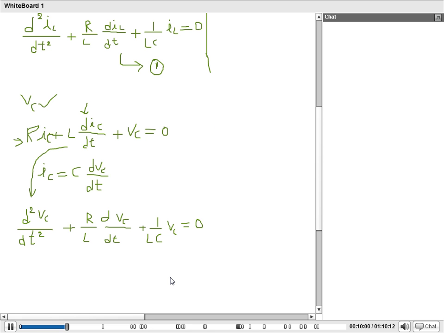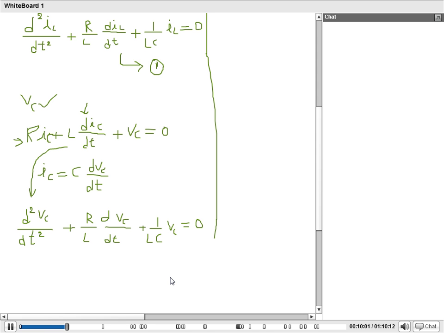Now for the same circuit, RLC series circuit, one second order differential equation I wrote in terms of the inductor current, IL. If you solve equation 1, you will get IL of t. And for the same circuit, I wrote the second order differential equation in terms of the capacitor voltage. If you solve the second equation, you will get Vc of t.